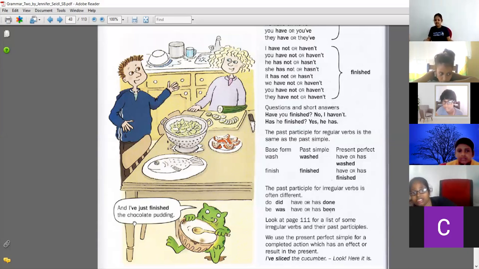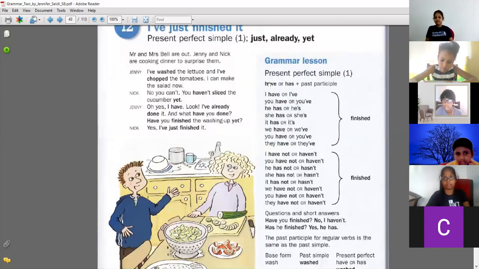All right, so here you can see they have given the structure here as well.